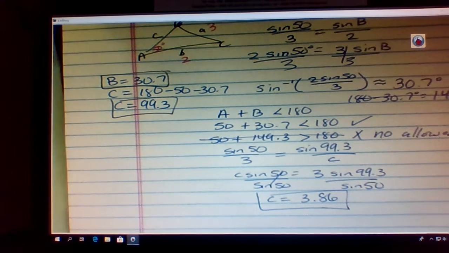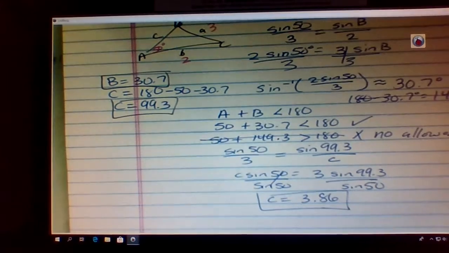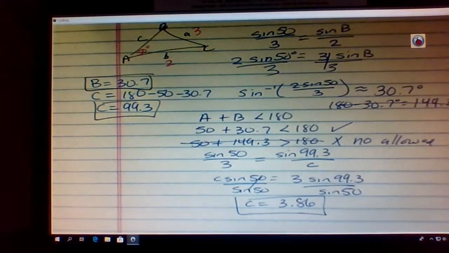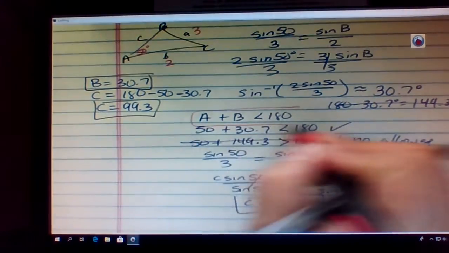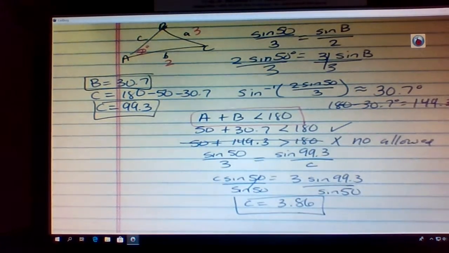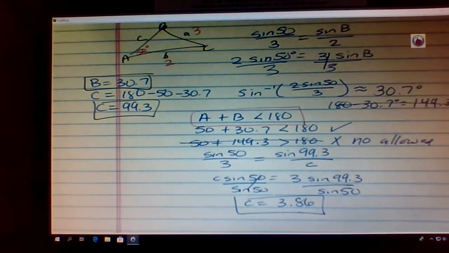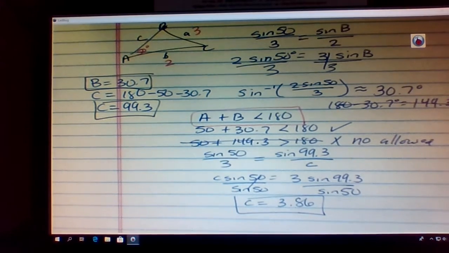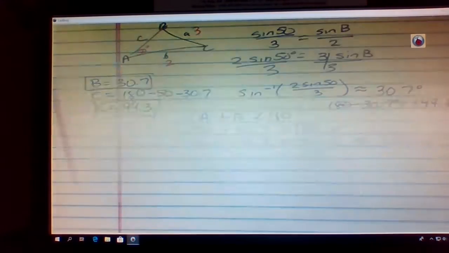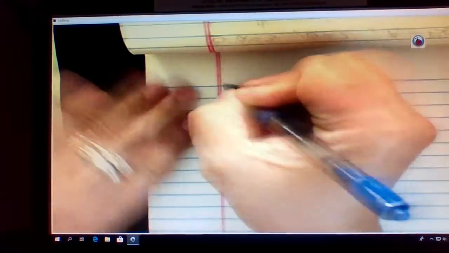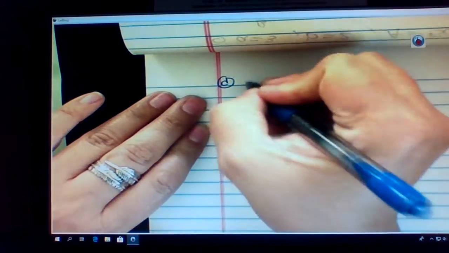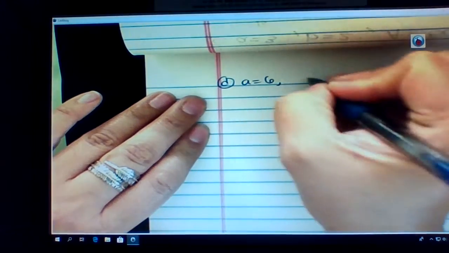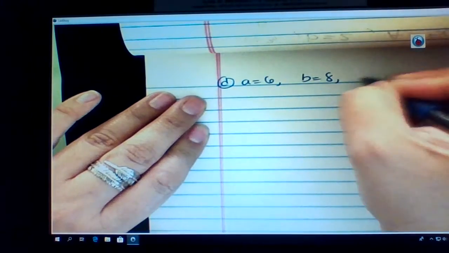And I think we are going to stop after this one, but there's one more problem where you're going to have to use both because there's 2 triangles. So please keep in mind, this is a way you need to check if you're going to have to use both or just one. So for D, which is the last problem for this section, they give you a is 6, b is 8, and A is 35.